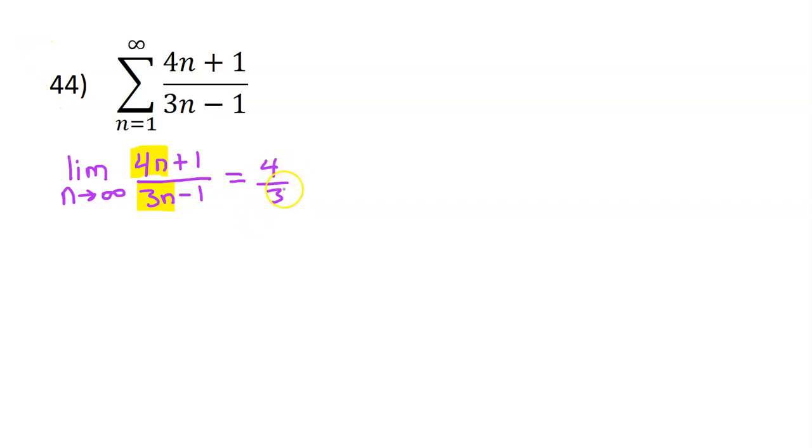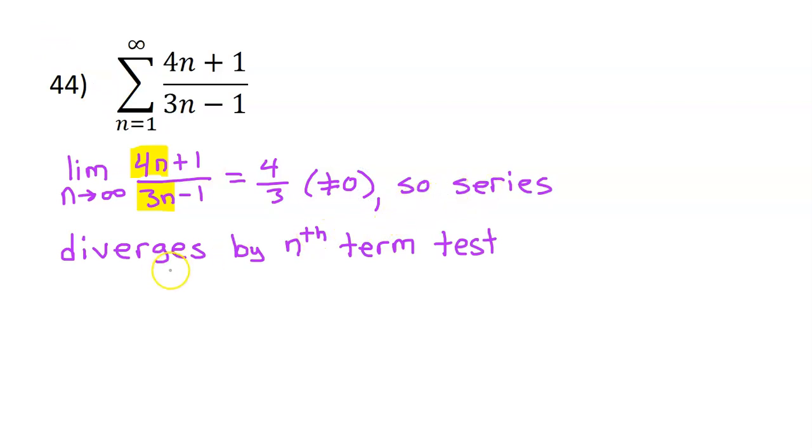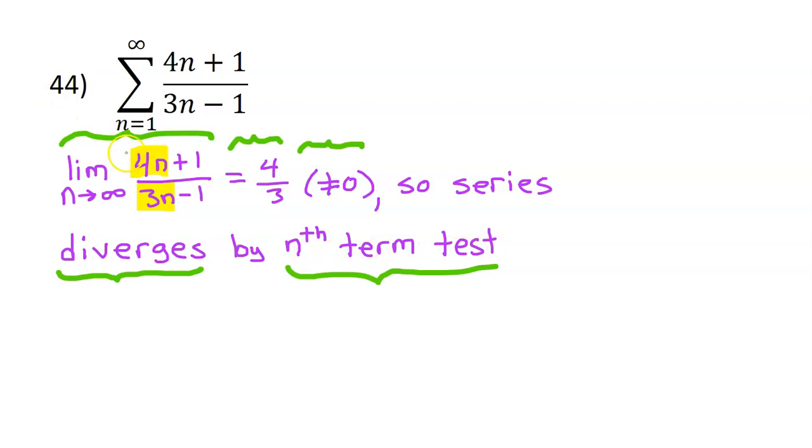What aspect of this tells us the answer? Is it that this is greater than 1? Is it that this is greater than 0? Not exactly. What matters is that this is not equal to 0. So the series diverges by the nth term test. This answer has 5 parts to it that are necessary for full credit, so make sure your answers include the setup, the result, the significance, the conclusion, and what test you used.